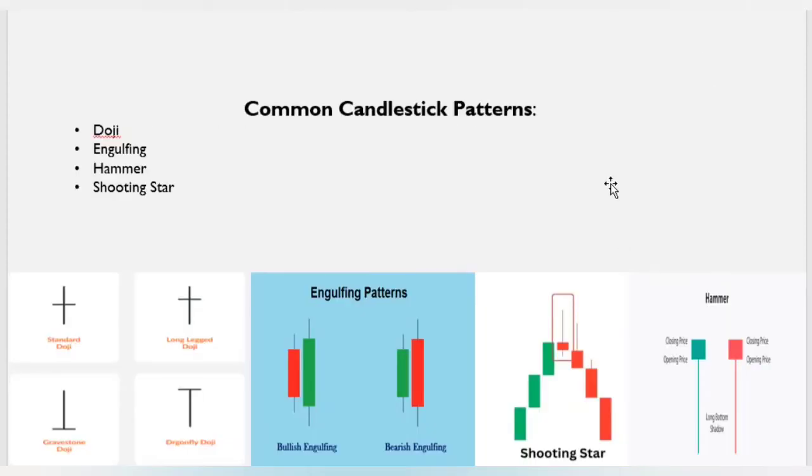Also, we'll be learning about common candlestick patterns here, and the candlestick patterns we'll be learning are the doji, the engulfing, the hammer, and the shooting star. These are candlestick patterns that, when they present themselves in specific areas or levels on the price chart, signify a higher probability of one thing happening over the other.